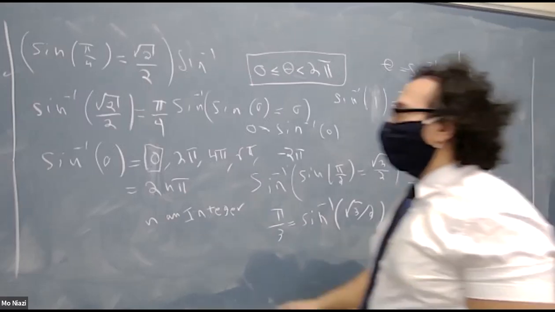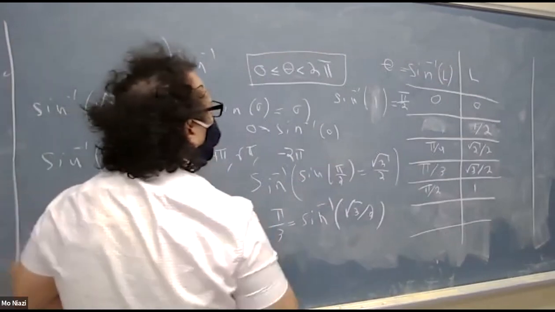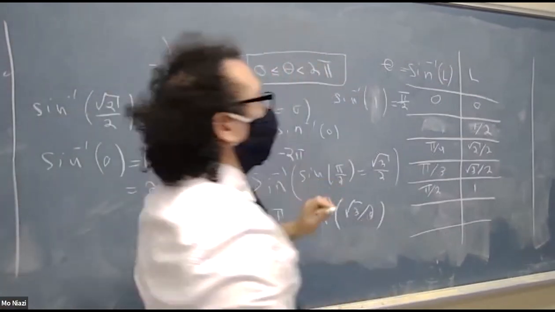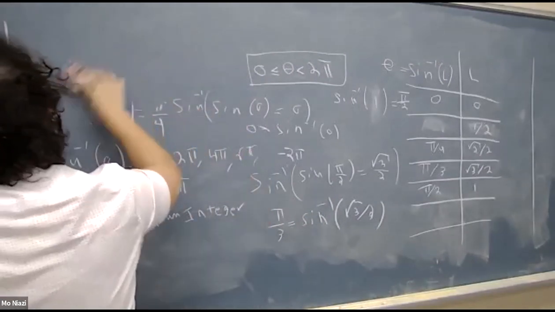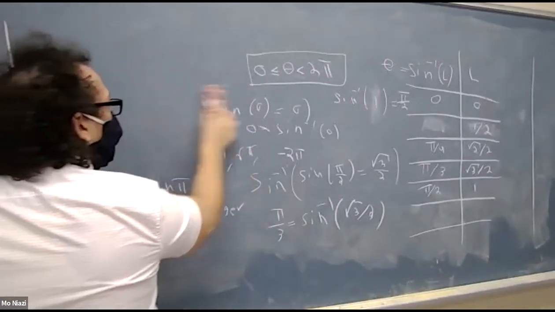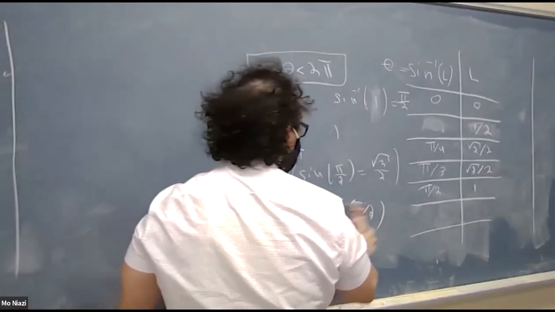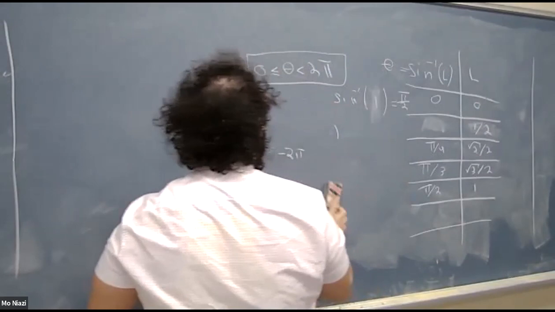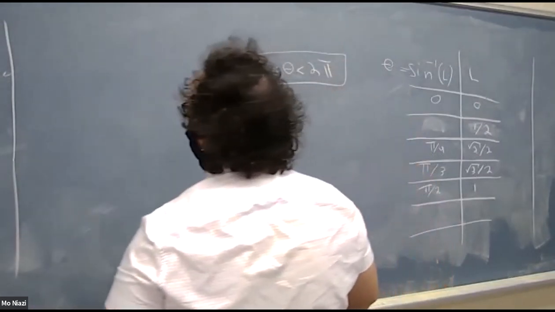So why don't we plot this? Oh, and by the way, this is a necessary component for keeping it a function, and you'll see why: the restriction of the domain. Without that restriction, it will not be a function anymore. It will fail the vertical line test.